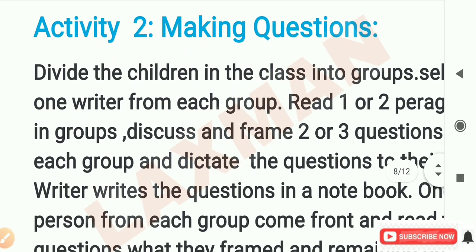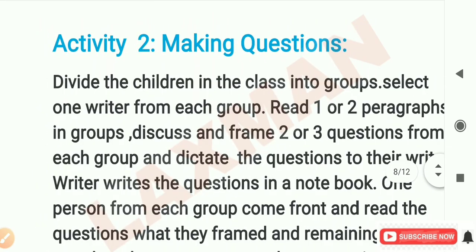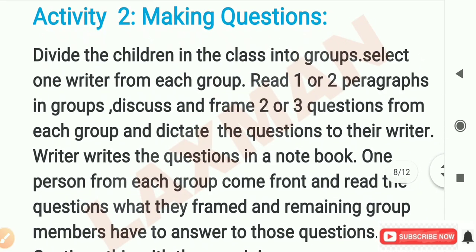Second, activity 2, making questions. Divide the children in the class into groups. Select one writer from each group. Read 1 or 2 paragraphs in the groups. Discuss and frame 2 or 3 questions from each group and dictate the questions to the writer. The writer writes the questions in a notebook.